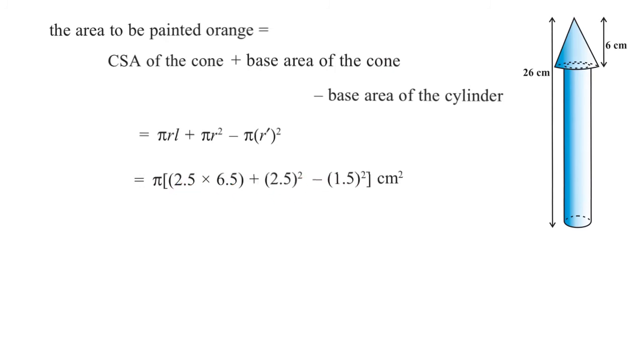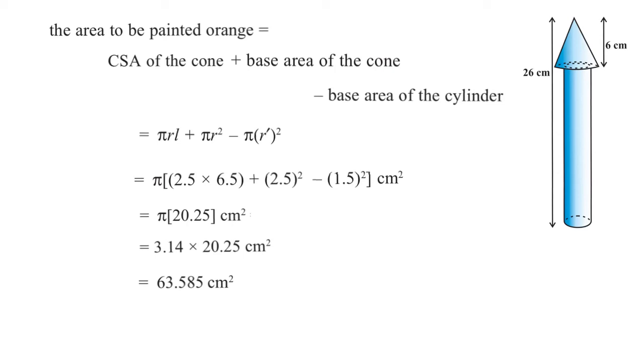So, plug in these values and when you simplify, what do you get? You get pi times 20.25 and that's going to be 3.14 times 20.25 and simplify that and you get 63.585 centimeters squared. So, this is the area that has to be painted in orange.